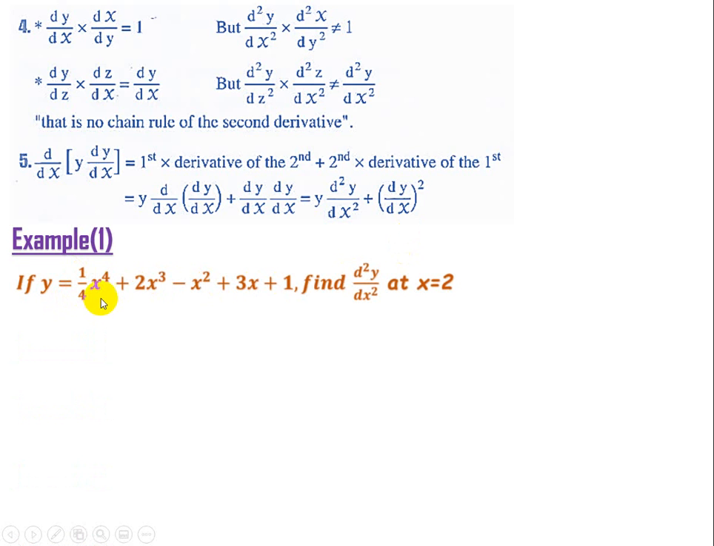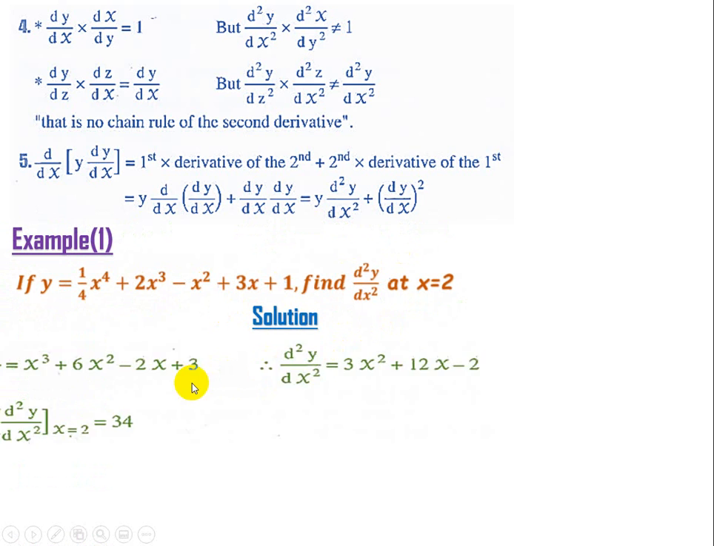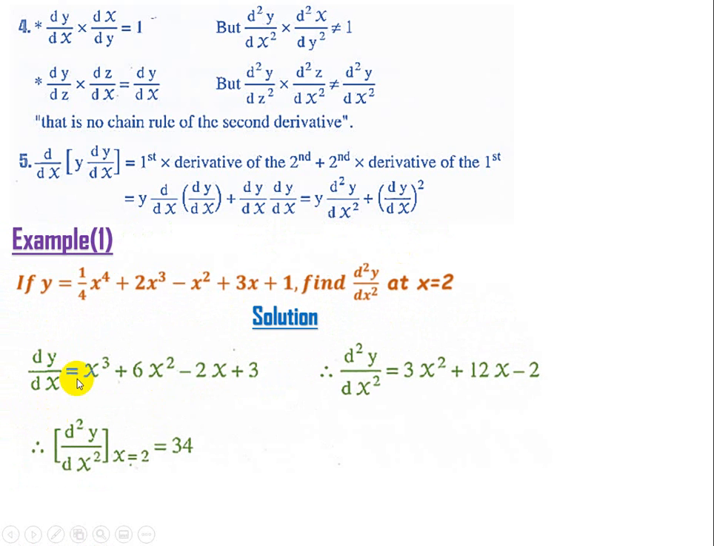If y equals 1/4 x⁴ plus 2x³ minus x² plus 3x plus 1, find d²y/dx² at x equals 2. dy/dx equals 4 times 1/4, which would be 1, x³ plus 6x² minus 2x plus 3. d²y/dx² equals 3x² plus 12x minus 2. And replacing x with 2, it will be 34.